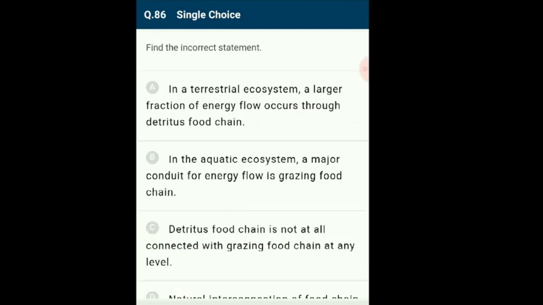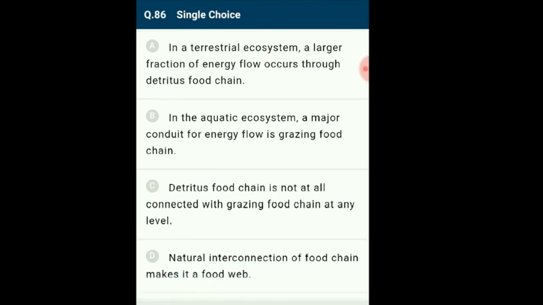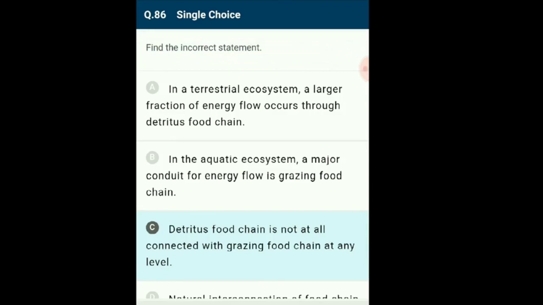Question number 86. Find the incorrect statement. In nature, the detritus food chain is connected with grazing food chains at some levels. Some of the organisms of the detritus food chain are preyed upon by grazing food chain animals, and in the natural ecosystem some animals like cockroaches, crows, etc. are omnivores. So the answer for this question is option C. The detritus food chain is not at all connected with the grazing food chain at any level. So that is the incorrect statement.